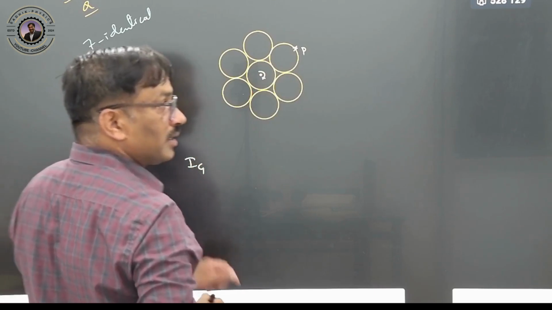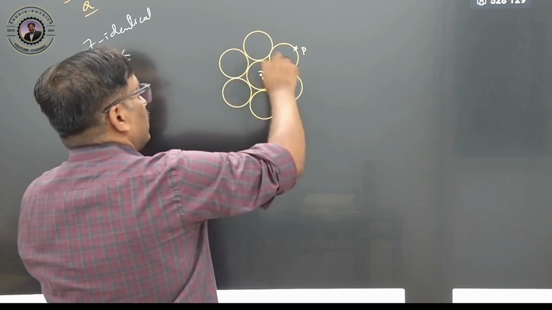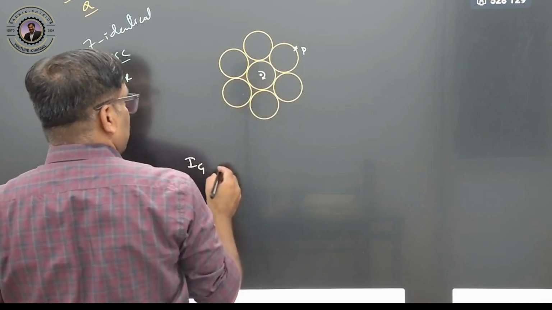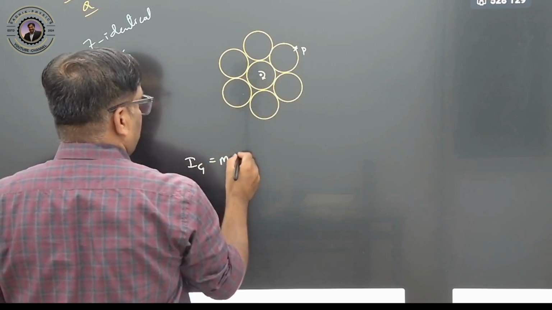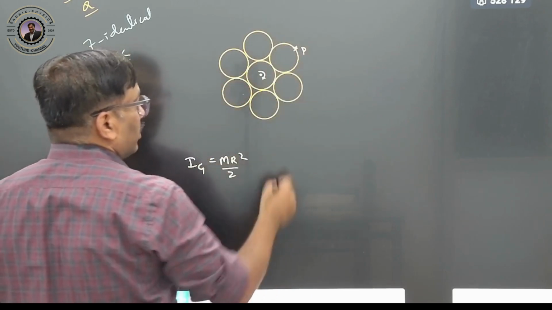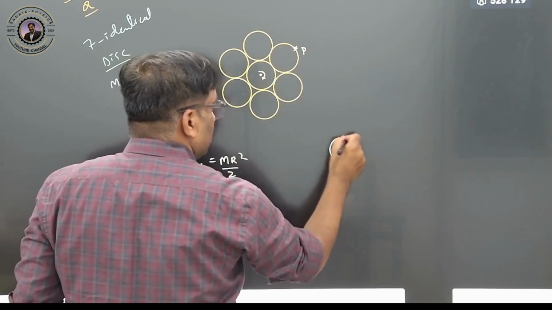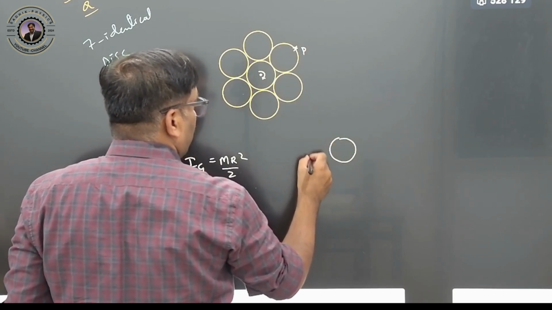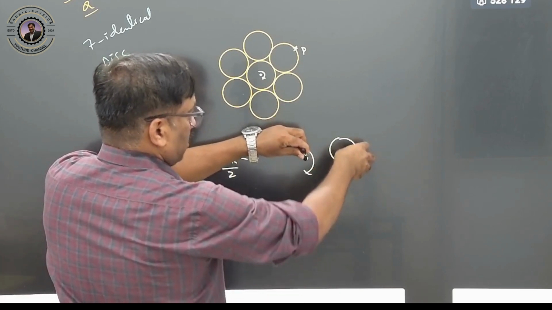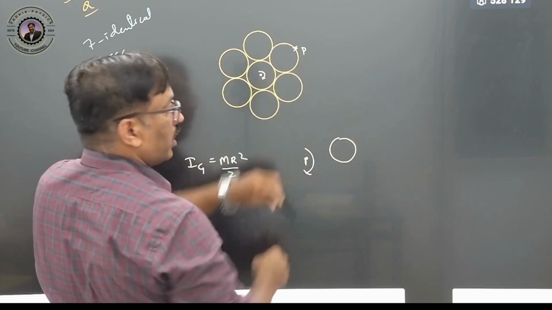To calculate this Ig, we are rotating not only this disc, but the other discs also. So this first one, the central disc, is nothing but mr square by 2. For the remaining ones, each disc we have to rotate about this point. So how to rotate it? Like this.